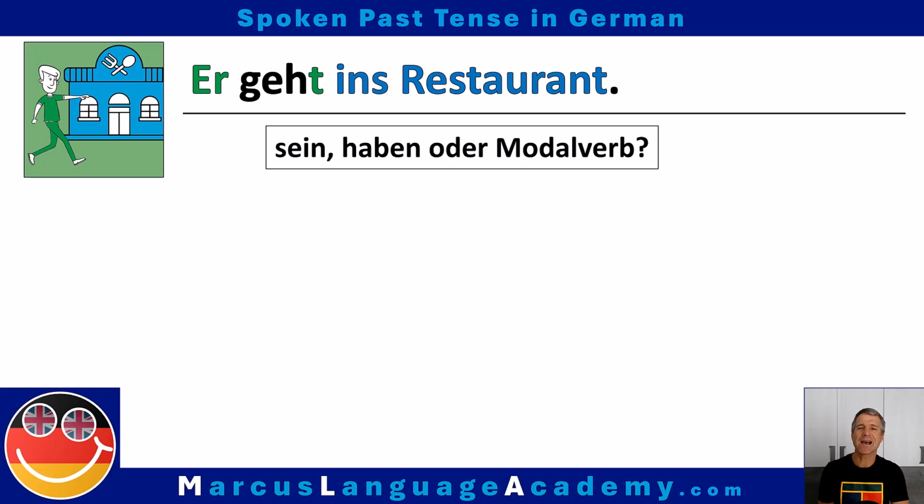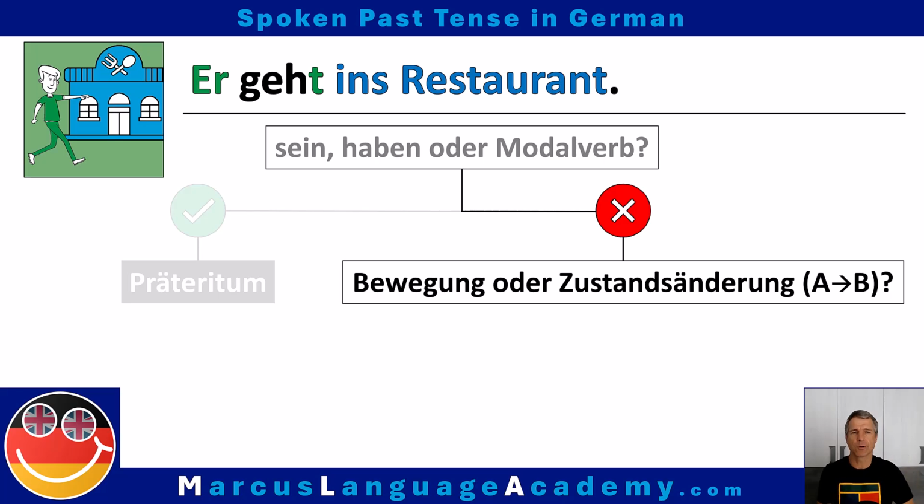So we had three examples where we had sein, haben or a modal verb, but let's see another example now. "Er geht ins Restaurant." He goes to the restaurant, or literally, he goes in the restaurant. Here the background color is green because gehen in present tense is regular, and I use the green color for regular verbs. First, the question: is our verb sein, haben or a modal verb? No, because it's gehen. It's not a modal verb, and not sein and not haben. So we answer no to the question. If we answer no, we need to ask another question. We need to ask if we have Bewegung oder Zustandsänderung. Bewegung is movement or displacement.